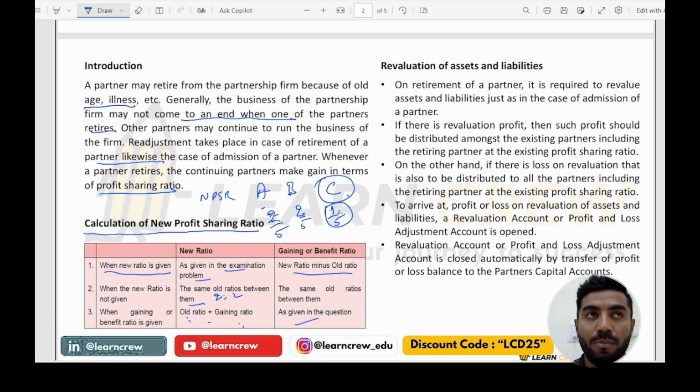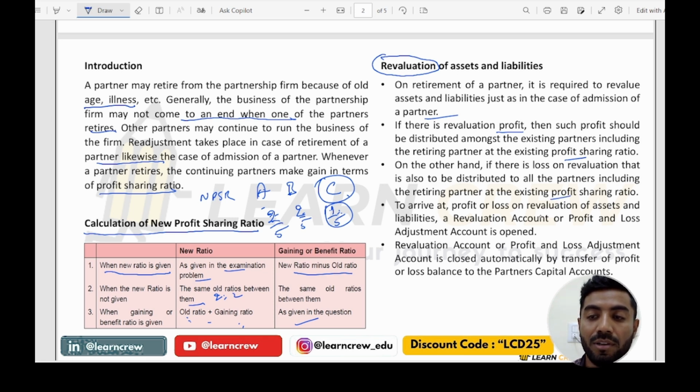Even in case of retirement, similar to admission, we have revaluation. Whatever the profit is there has to be shared between the partners. On the retirement of a partner, it is required to revalue assets and liabilities just as in case of admission. Similar to admission, whatever we do, the same concept we have to follow here also. If there's a revaluation profit, then such profit is distributed among the existing partners in the existing ratio, the old ratio basically. On the other hand, if there's a loss, the same is to be shared between the partners.